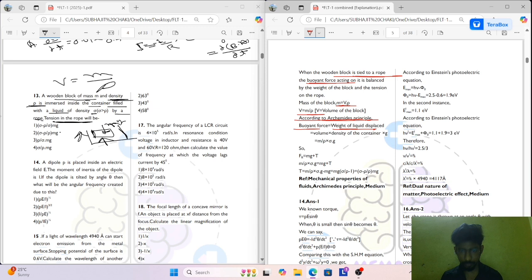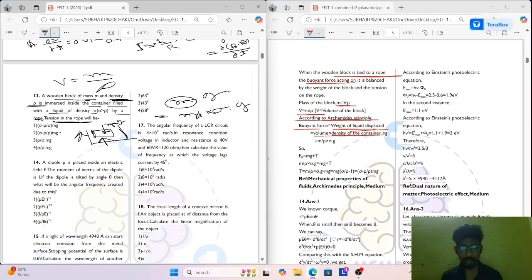Weight means mass into acceleration g, right? Mass here is the mass of the liquid displaced, volume times the density of the liquid. Volume is given by m by rho, and density of the liquid is sigma, into g. Therefore the total buoyant force, you will get m by rho into sigma into g, right?